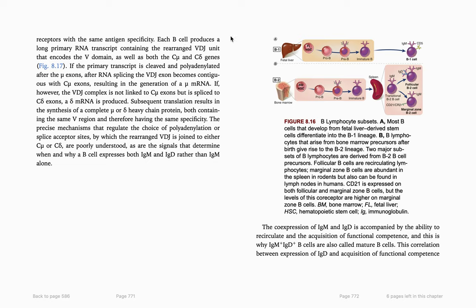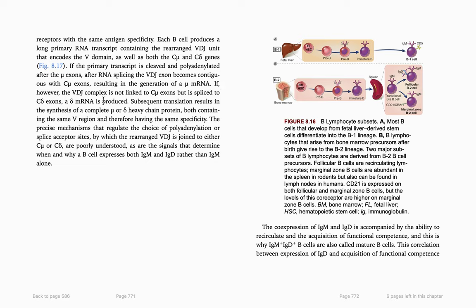Each B cell produces a long primary RNA transcript containing the rearranged VDJ unit that encodes the V domains, as well as both C mu and C delta genes. If the primary transcript is cleaved and polyadenylated after the mu exons, after RNA splicing the VDJ exon becomes contiguous with this C mu exon, resulting in the generation of mu messenger RNA.